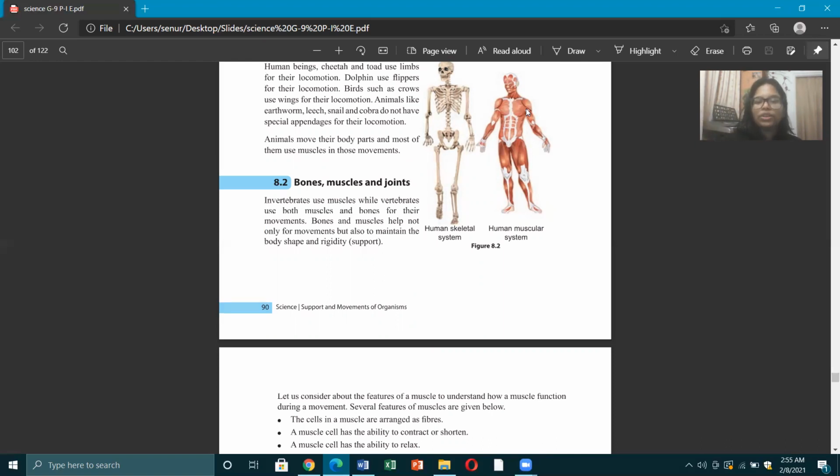Now, do bones and muscles just contribute to the movement process? No, they also give the body shape as well. Can you give body shape without muscles and bones?